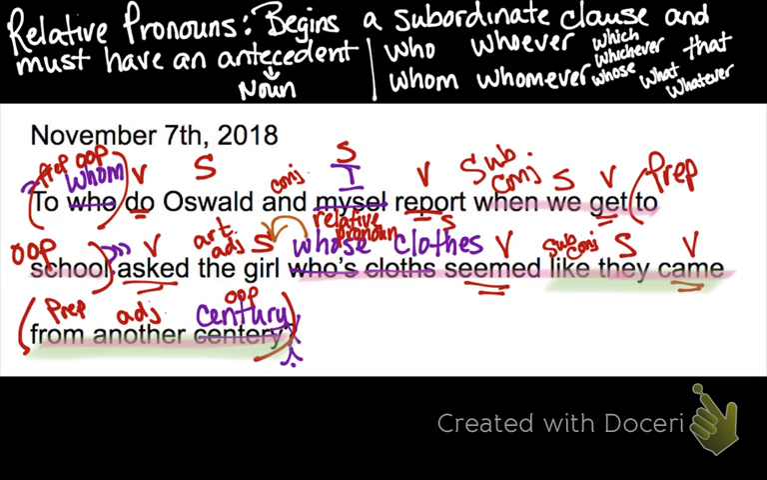I don't know. I don't like that. This is a conjunction, though. I do know that. They came from another century. The girl whose clothes seemed, that one's going to be really hard to move, is it not? That one's going to be really hard to move. But it is a conjunction. Okay? You understand? Yeah? All right, good.